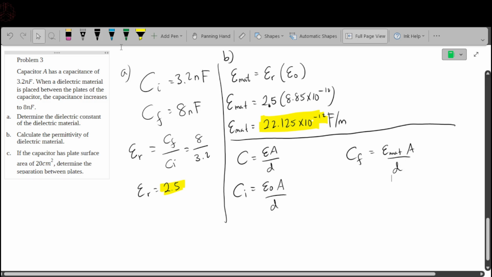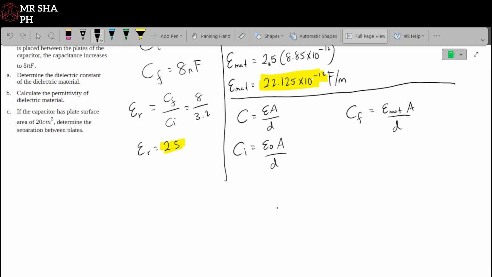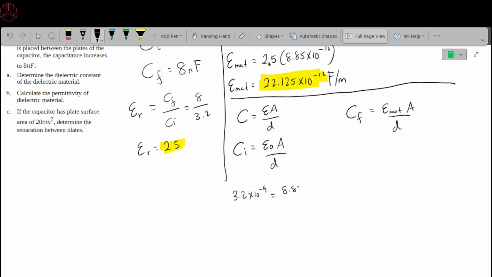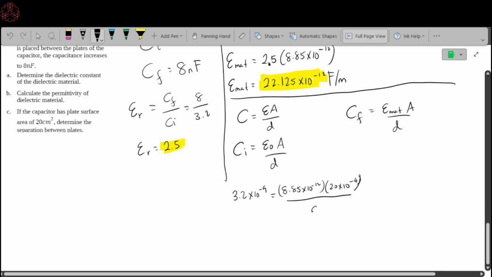That's what you'll have. If you proceed with the Ci, I will have 3.2 times 10 power of negative 9 is equal to 8.85 times 10 power of negative 12. The area is 20 times 10 power of negative 4, right, over D. That would give me my D to be 0.55 millimeters.